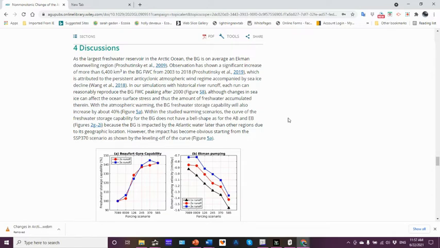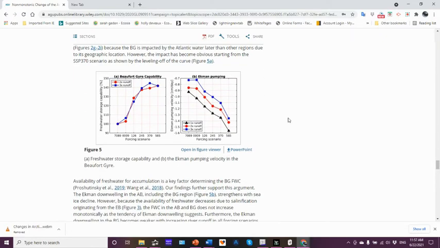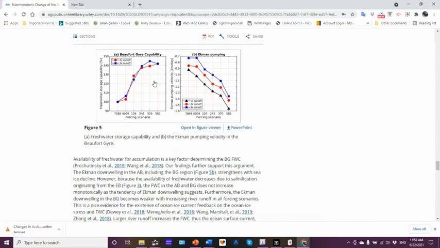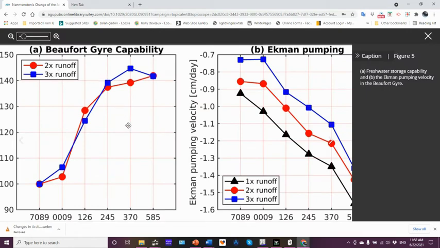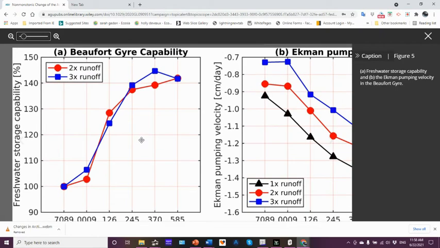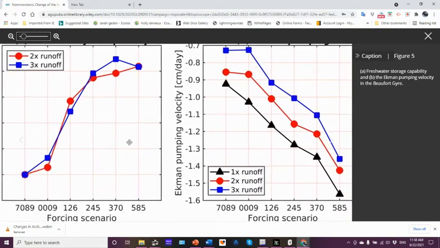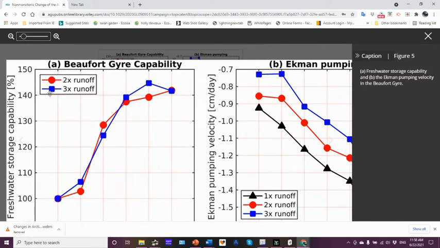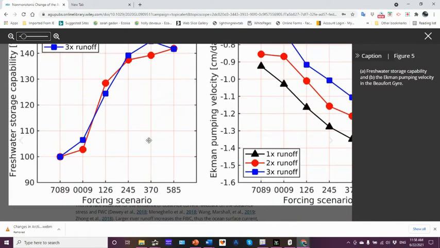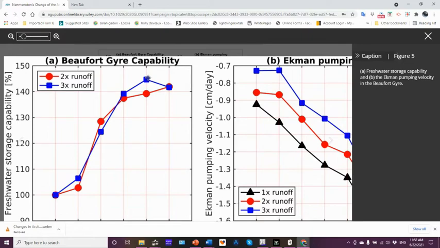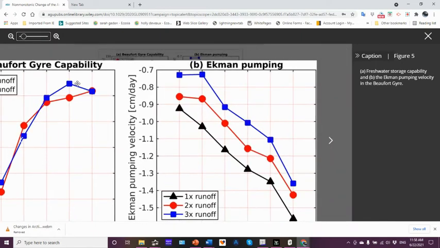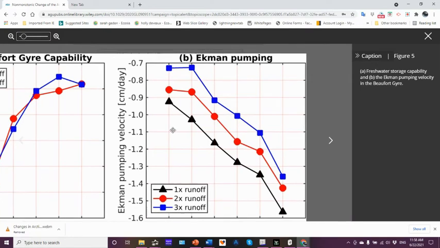And there is an important figure that I want to show you here. What they did is they looked at 2 and 3 times the riverine runoff based on the different models. And this is the freshwater storage capability as a percentage, right? So this is kind of a revisit. We see here, as high as for the 370 model, about 45% above this reference historical one. So we see that it increases. But what about looking at the Ekman pumping?